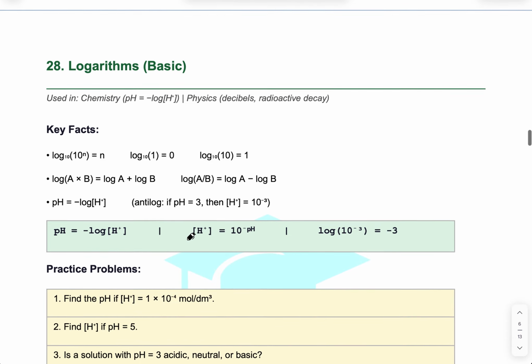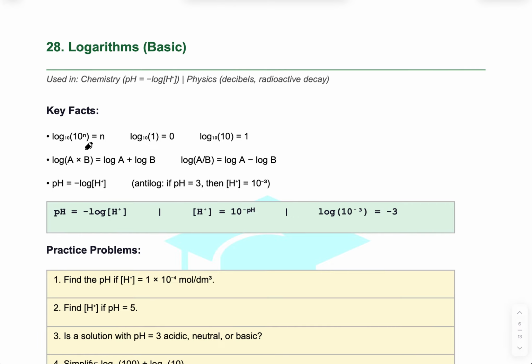Now, logarithm. Let's start with the basic logarithm. All these rules are very, very important. You need to know all these rules of logarithm. That is, log 10 to base 10 is 1. But if the 10 is raised to power n, it will always give you result n. And then log 1 base 10. Log 1 to any base is always going to be 0. Take note of that. Then you have log 10 base 10 is 1.